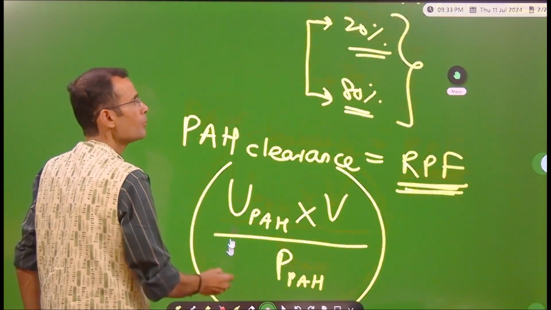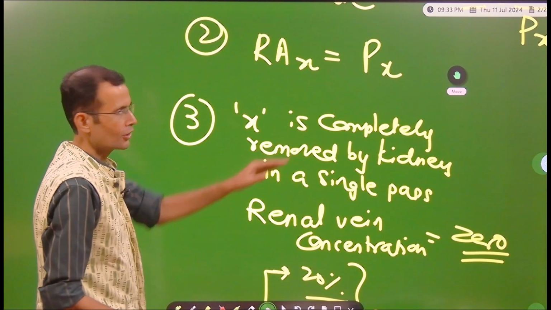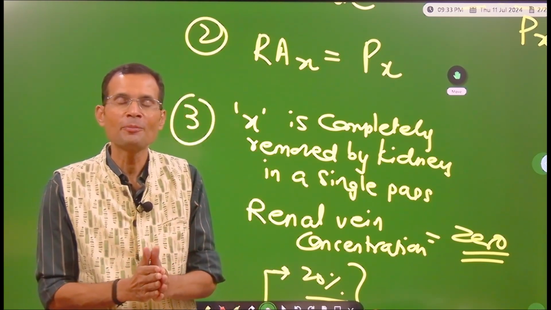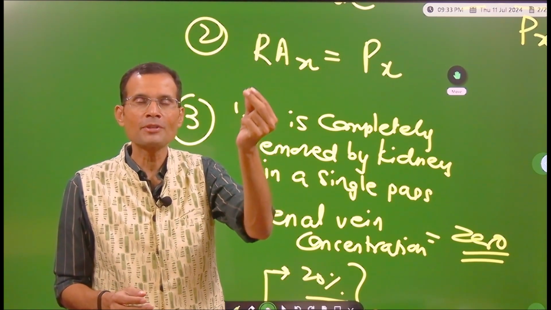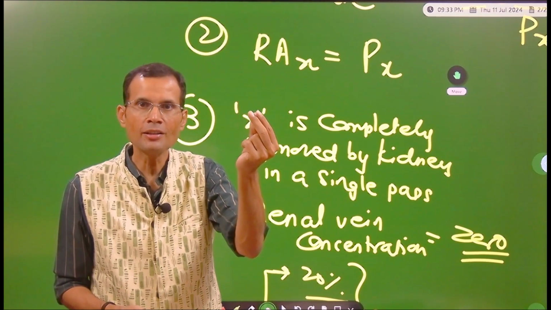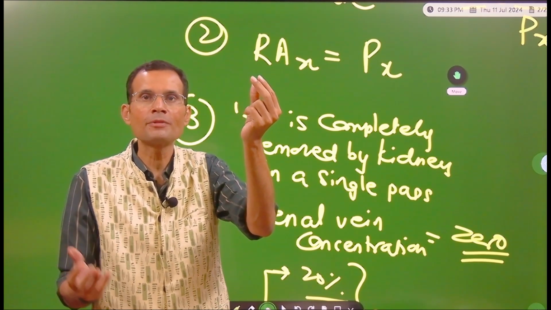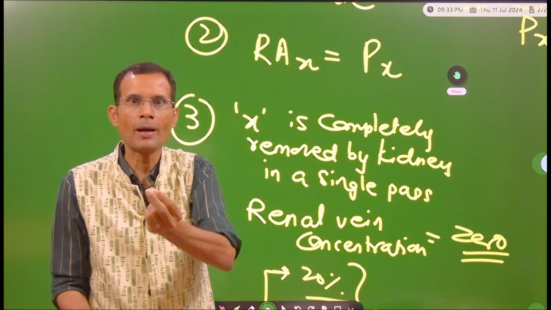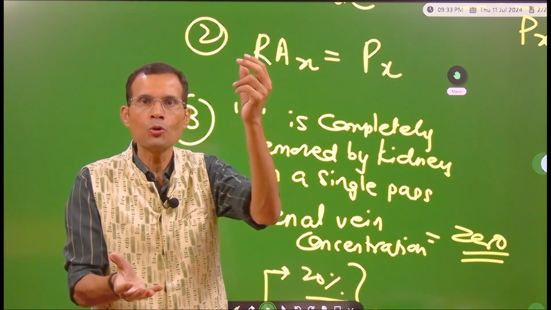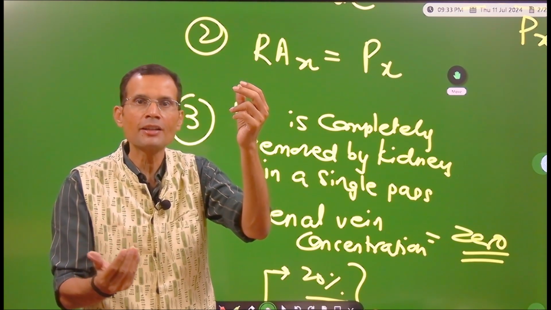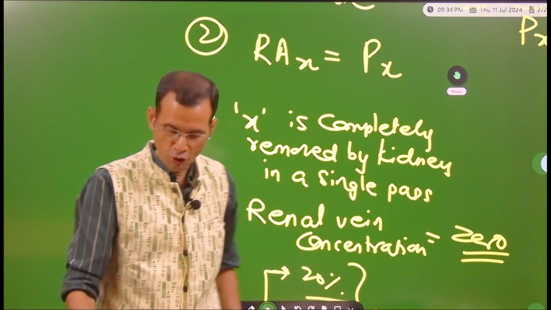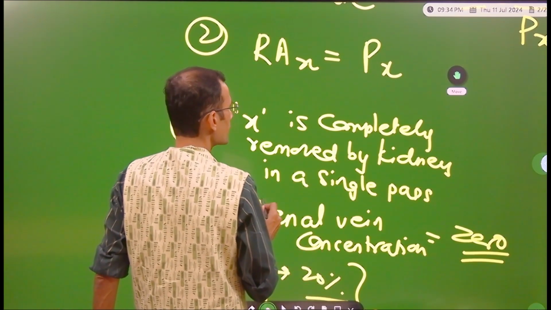But to me, the most important criteria is the third one. And I would repeat it a third time. Once the substance comes in the renal blood, in the kidney, in the renal artery, then all of it comes into the urine in that single pass. None of it, no amount goes into the renal vein. So its urinary excretion rate can give you the renal blood flow rate. That's the simple way of putting this particular explanation.